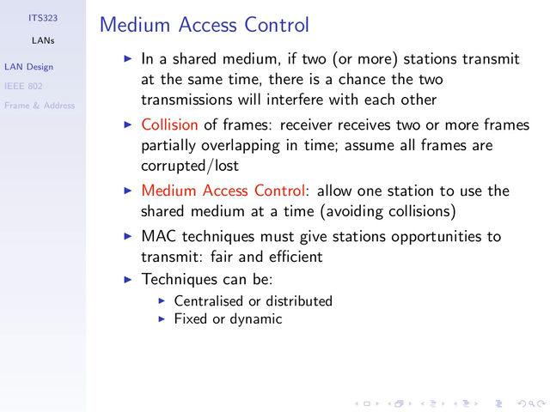If 2 stations transmit frames at the same time, we say that those frames collide with each other and that those frames cannot be received correctly. We want to avoid such collisions. Medium access control controls which stations can access the medium at what time. The goal: allow only one station to transmit at a time. Therefore, you'll have no collisions.